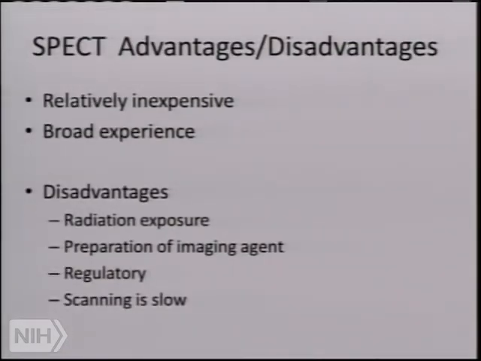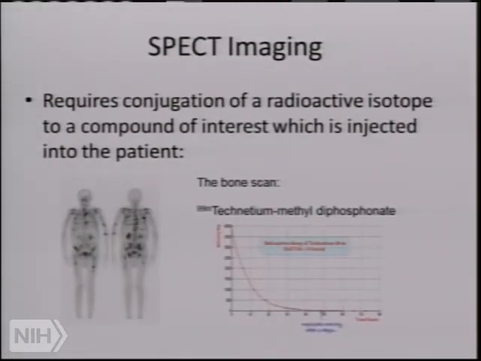Now, SPECT has some advantages and disadvantages. It's a relatively inexpensive technique. It's been around for a long time, and there's broad experience with it. Of course, now we're back to radioactivity by necessity because it involves a radioactive substance, a tracer element. It's going to involve some radiation exposure. We need to prepare that imaging agent for the patient. Because it involves a radioactive substance, and especially since 9/11, there's an intense regulatory safety process, and the scanning is relatively slow, especially in comparison to, say, CT.